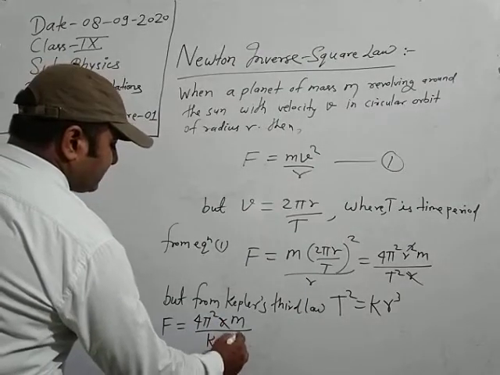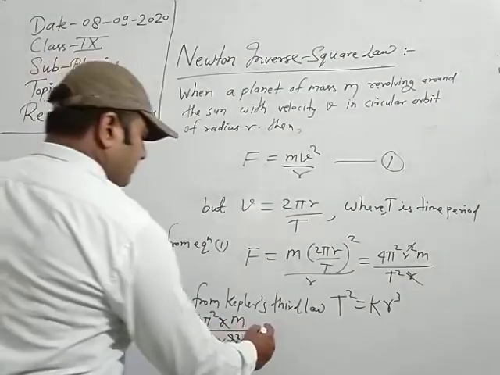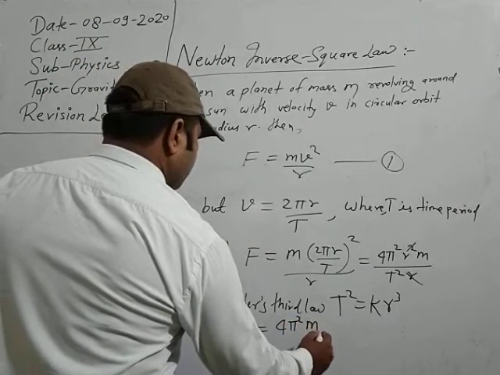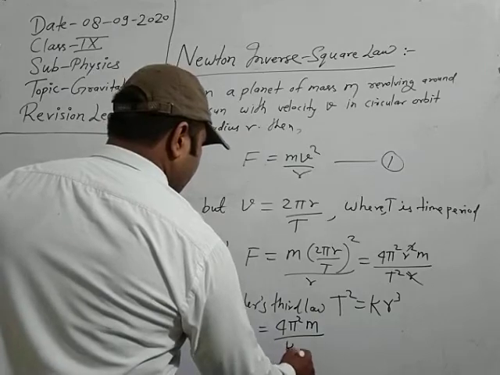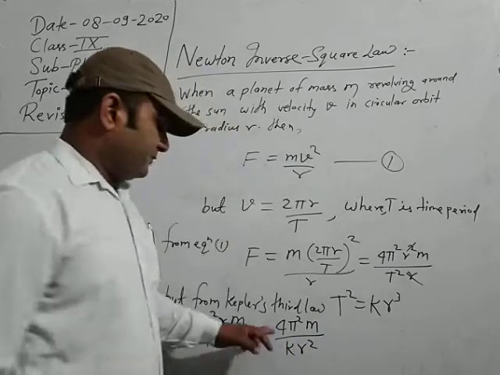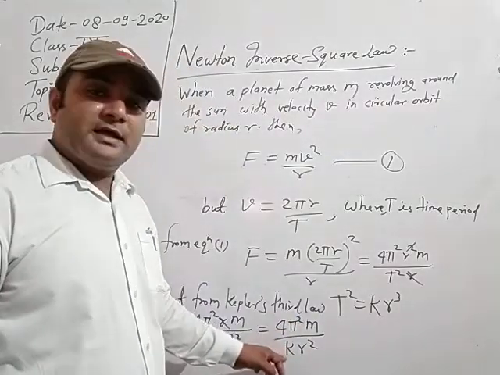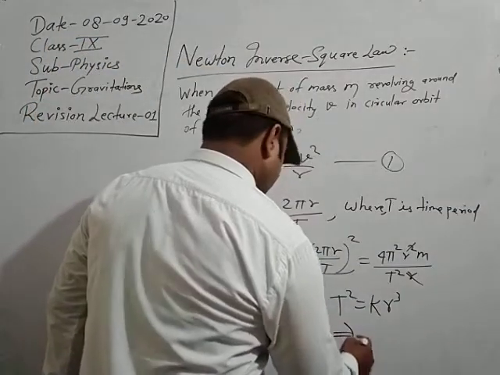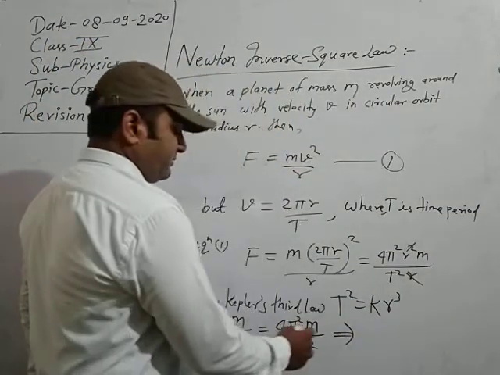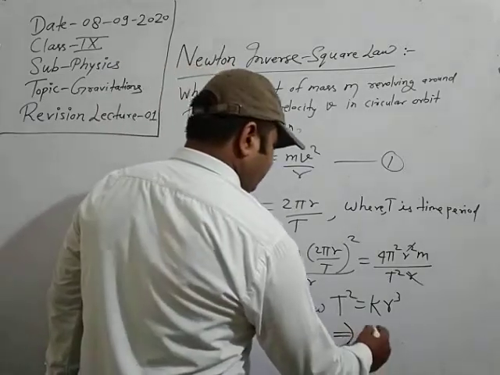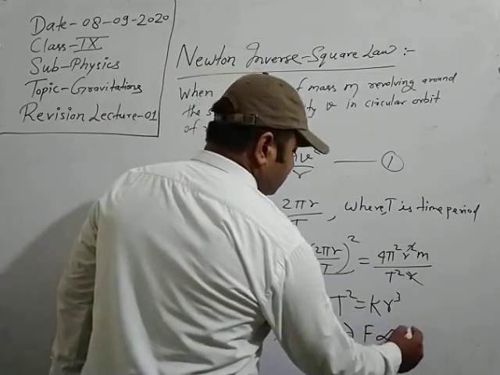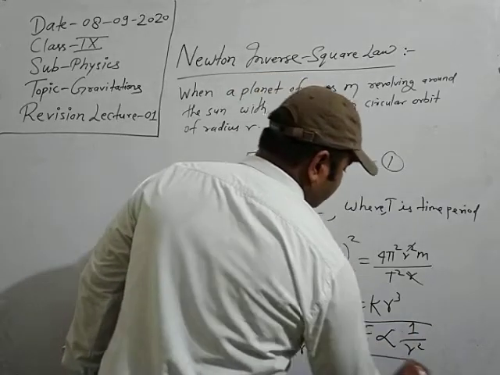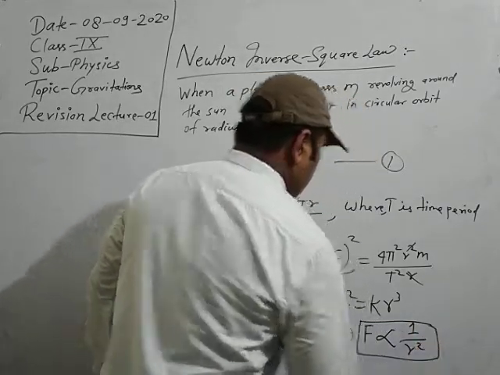So R cube cancels, then R square will remain. Then F is equal to what? 4 pi square m upon K R square. Here 4 pi square m and K are constant terms. So by taking 4 pi square m and K as constant, F is proportional to 1 upon R square. This is the inverse square law concept.